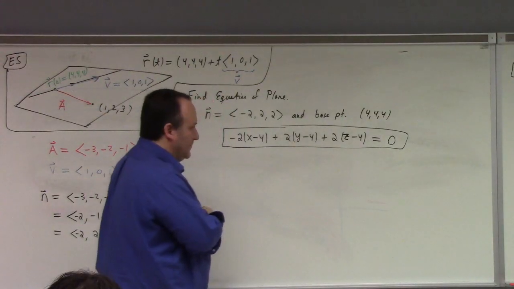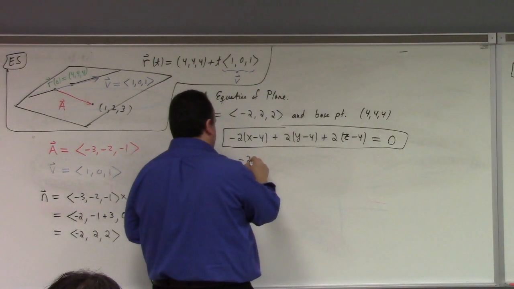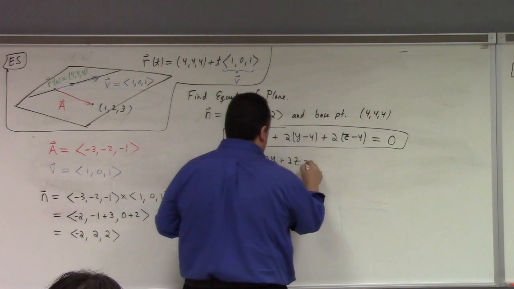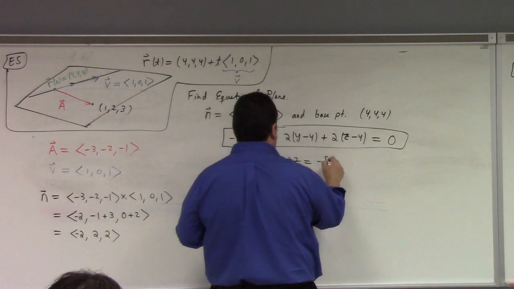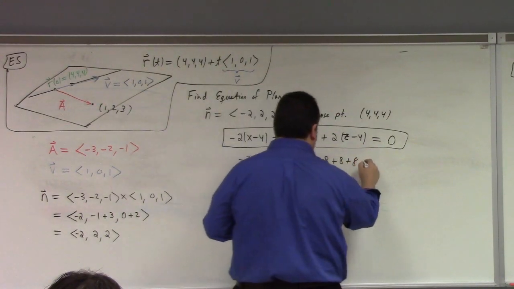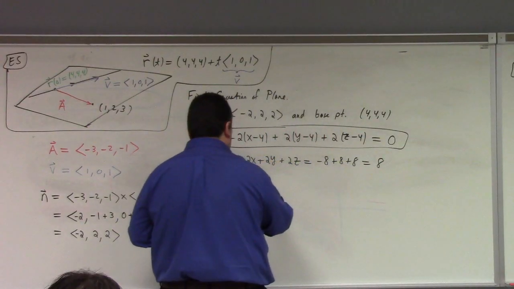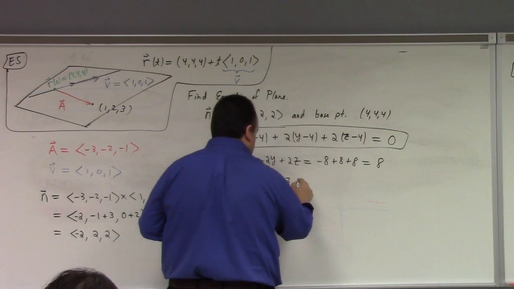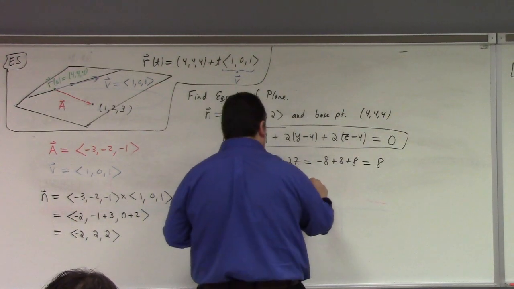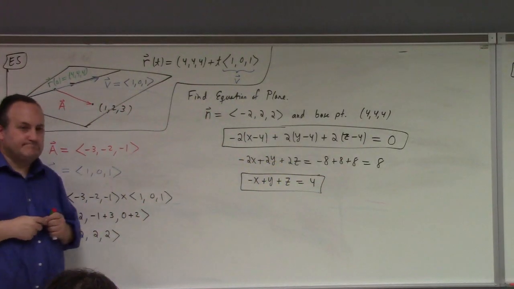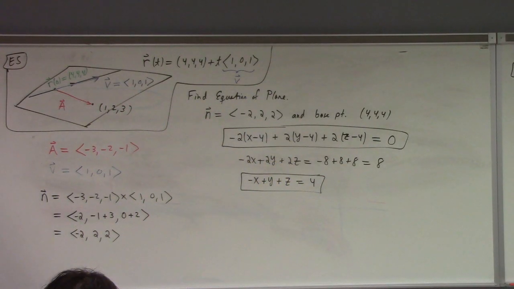Now, of course, we could clean that up, right? Maybe a better way to write the answer is minus 2x plus 2y plus 2z is equal to minus 8 plus 8 plus 8, which of course is 8, which then gives me minus x plus y plus z is equal to apparently 4. I kind of like that as an answer more. But they're both legit answers for the equation of the plane.